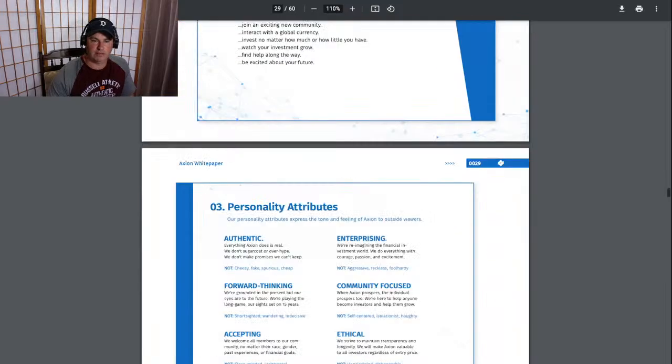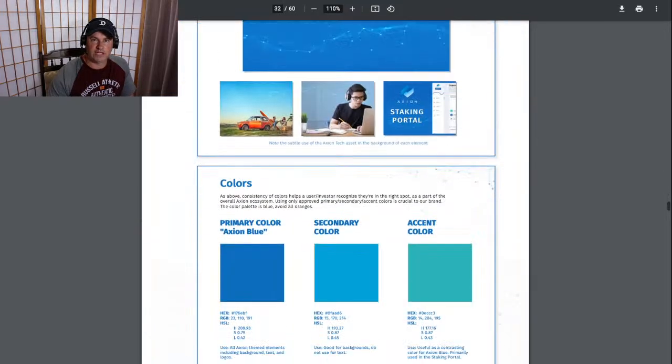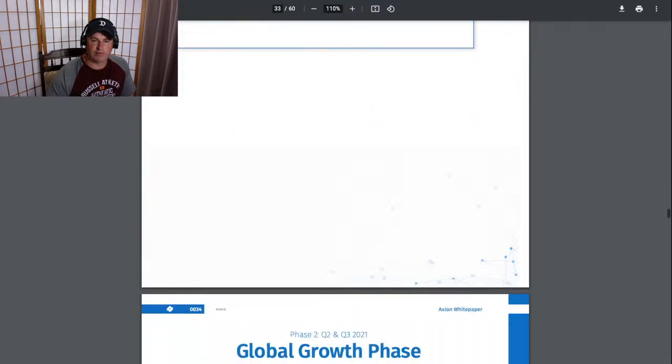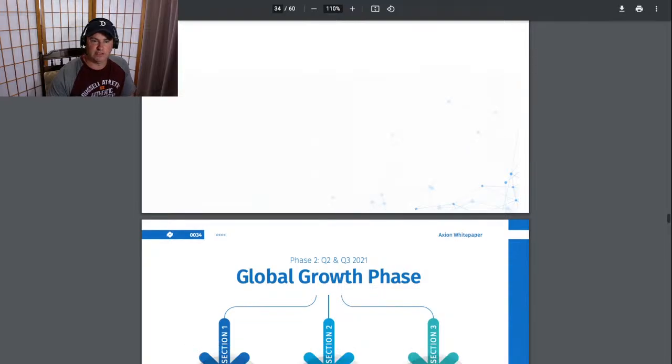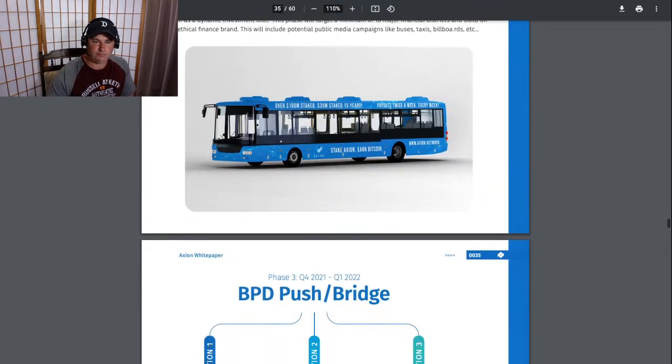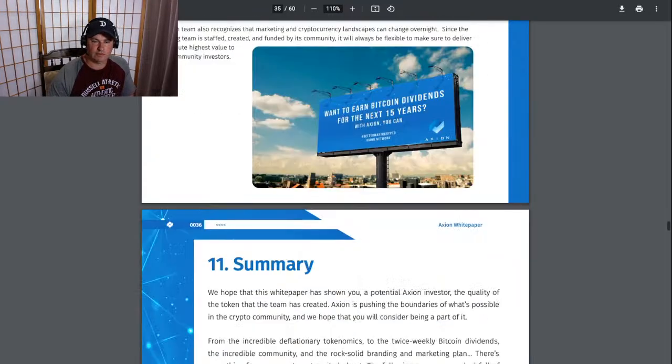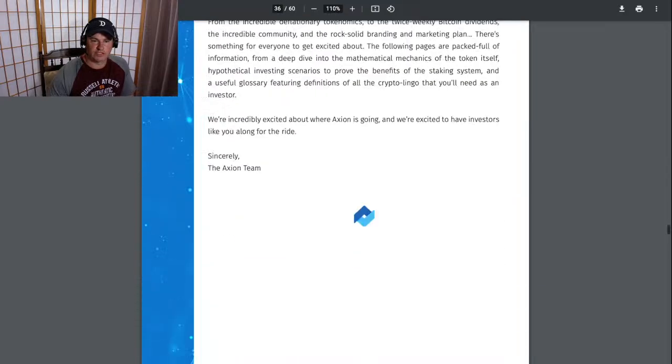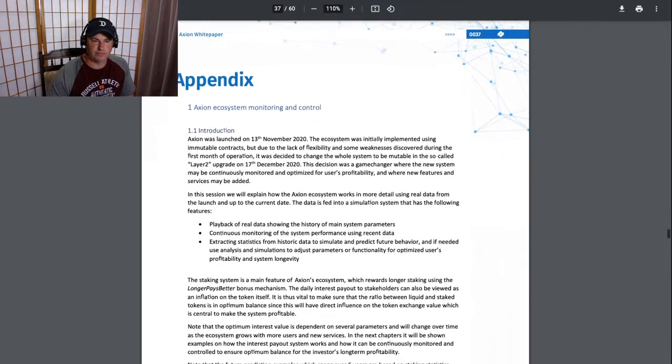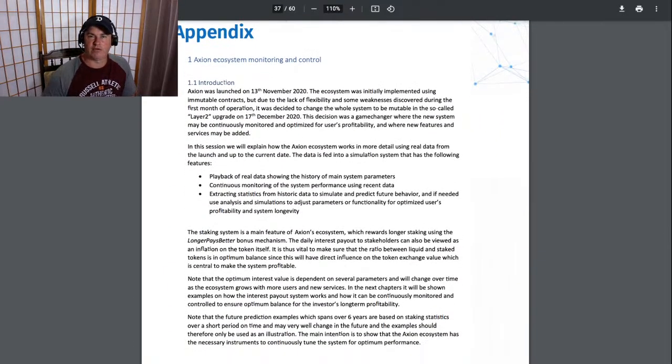So let's jump around and we'll go back down. Once again, the link is in the video description, and it's also in the chat, so you can check through that. We just finished the summary, and we're going to start the appendix very quickly. This gives a bit of background if you're not familiar with Axion. This is actually quite useful.